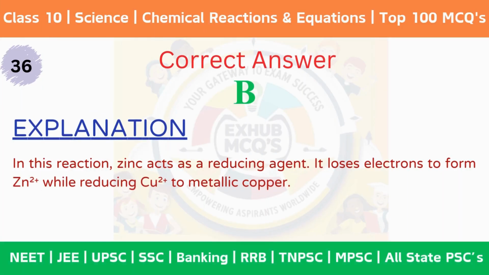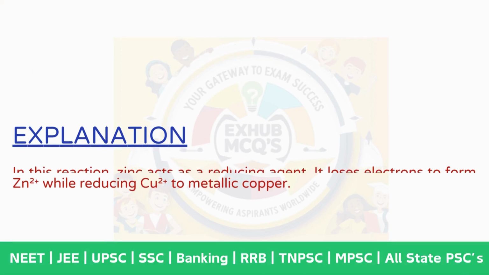The correct answer is option B, reducing agent. Explanation. In this reaction, zinc acts as a reducing agent. It loses electrons to form zinc ions while reducing copper ions to metallic copper.